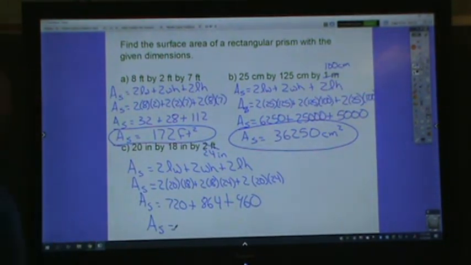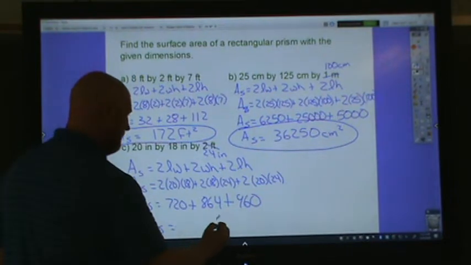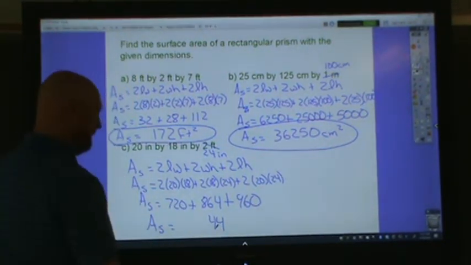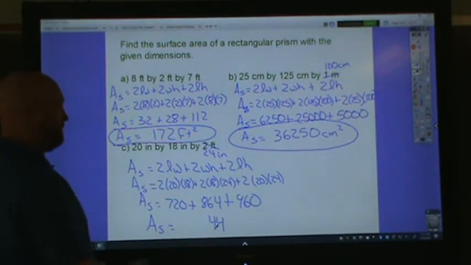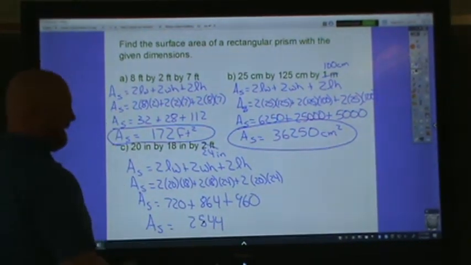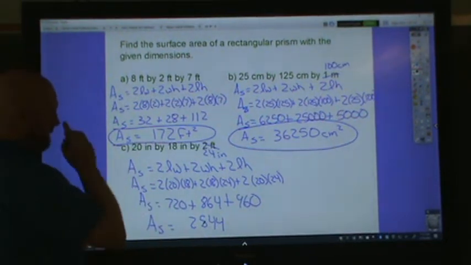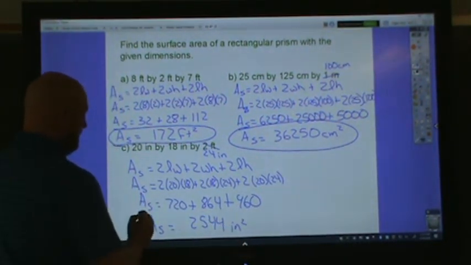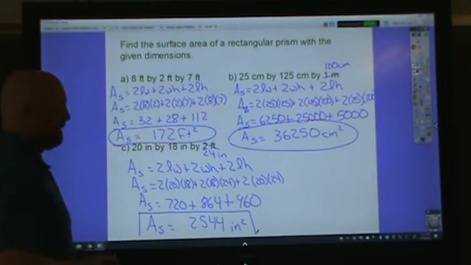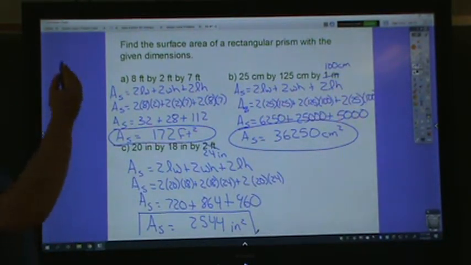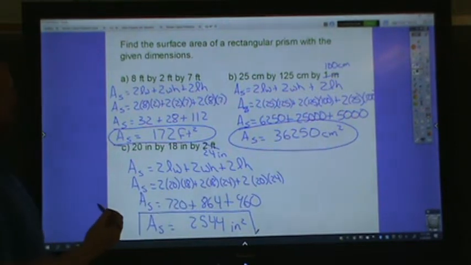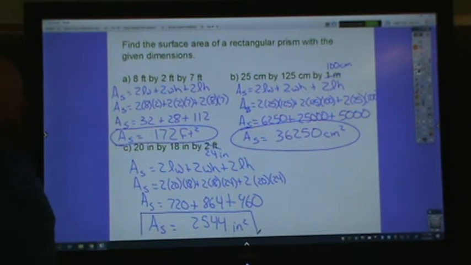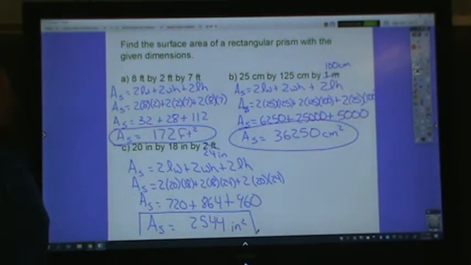So when I add those up, I have 4, another 4, I have to carry a 1, so I'm going to have 2,544, and again my unit will be squared, so I'll have inches squared. If for some reason I wanted to convert that to square feet, a square foot is 12 inches by 12 inches, so 12 times 12 is 144, so I can divide this by 144 and get my answer in square feet.